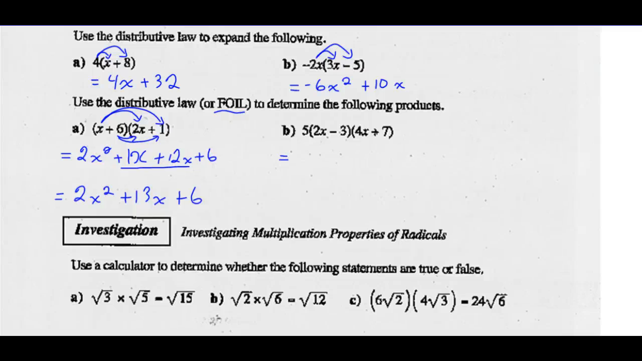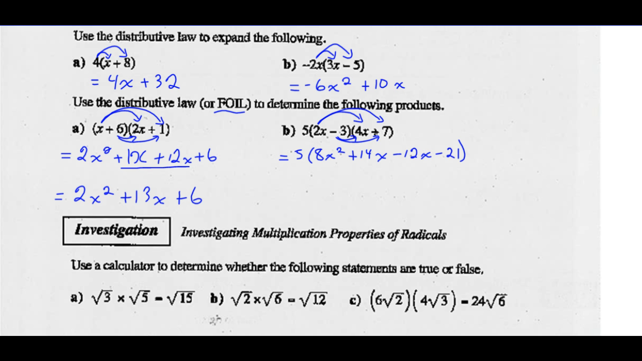And if we look at this example B, we're multiplying the number 5 by two binomials. I would suggest we do the binomial multiplication first. Let's keep the 5 out front and make sure every term in the first bracket is multiplied to every term in the second bracket. So 2x times 4x is 8x squared, and 2x times 7 is a positive 14x, and negative 3 times 4x is a minus 12x, and negative 3 times a positive 7 is a minus 21.